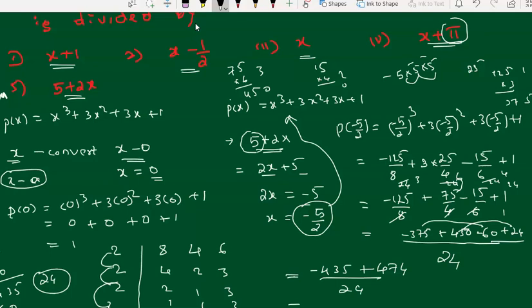Okay, just subtract these two things and take a bigger value. Bigger value is plus only, so definitely you will get a plus value. If in 474 you remove 435, you are going to get 39 upon 24. This is your answer. Okay, I hope you understood this, guys.